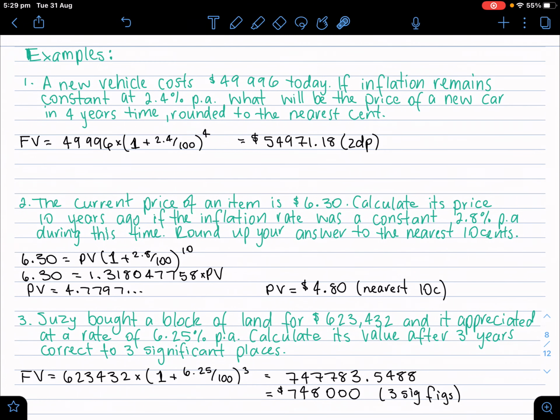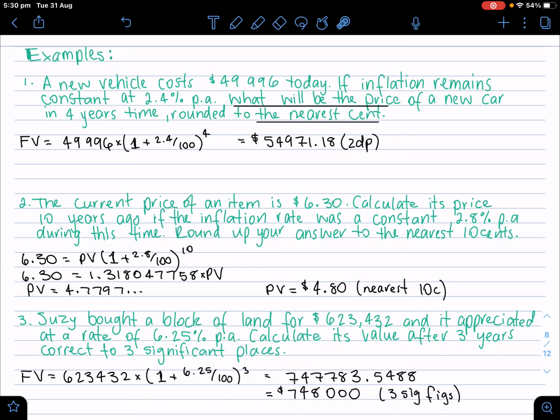Example 1. A new vehicle costs that much today. If inflation remains constant at 2.4% per annum or per year, what will be the price of a new car in 4 years' time? So we want to know the future value to the nearest cent. Okay, so we use the future value formula. Future value equals the present value times 1 plus the rate as a fraction to the power of the number of periods. And when we chuck that in the calculator, we can see this car will now be worth $54,971.18 in 4 years' time at the 2.4% per annum rate.